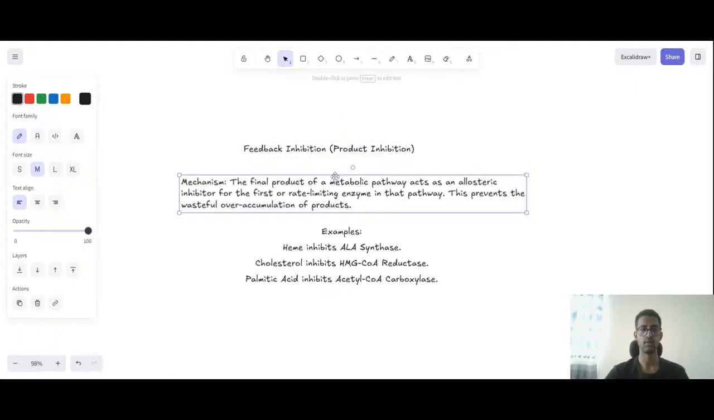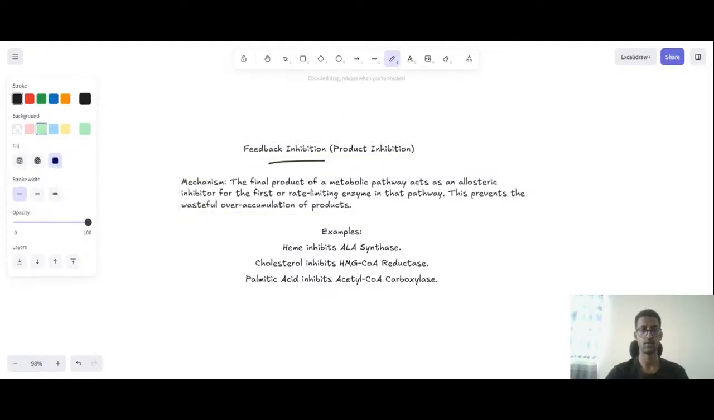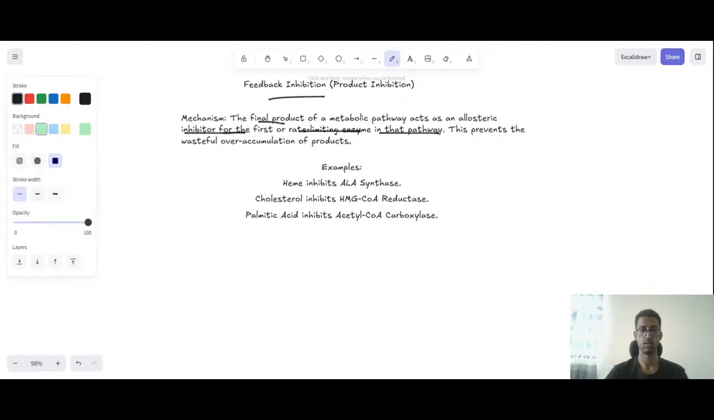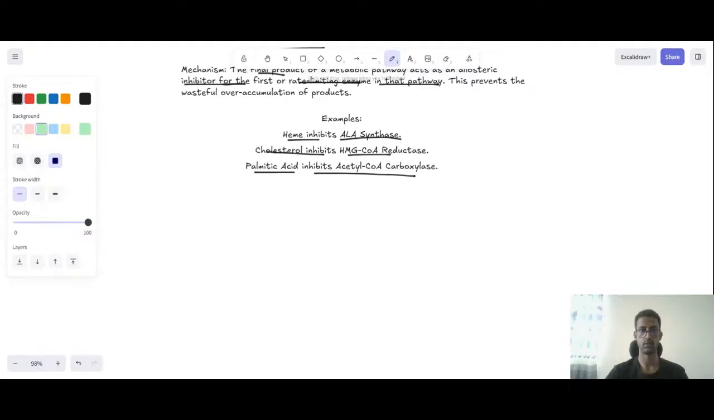So feedback inhibition, product inhibition mechanism: the final product of a metabolic pathway acts as an allosteric inhibitor for the first or rate-limiting enzyme in that pathway. Okay, the final product. So heme inhibits ALA synthase, cholesterol inhibits HMG-CoA reductase, palmitic acid inhibits acetyl-CoA carboxylase. Cool. All right, let's go. Okay, suicide inhibition.